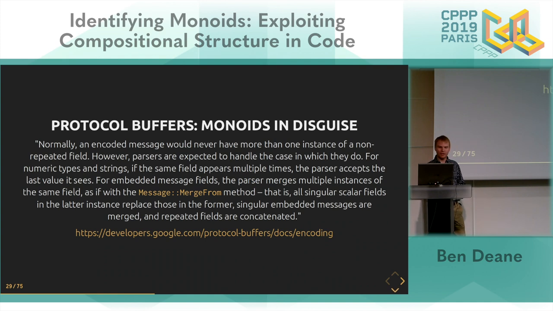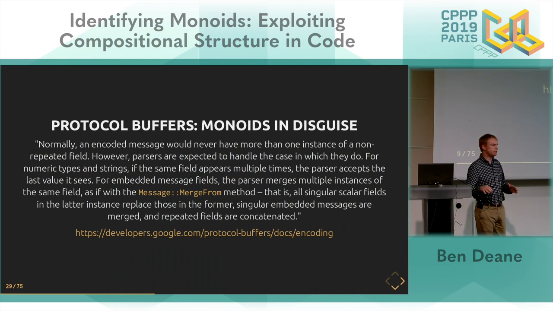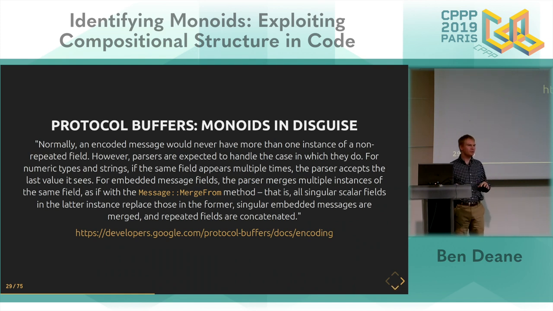One of the first things it says: if the same field appears multiple times, the parser accepts the last value it sees. That last operation is a monoid operation. It's kind of overwriting with the last value. The merge from method: all singular scalar fields in the latter instance replace those in the former.